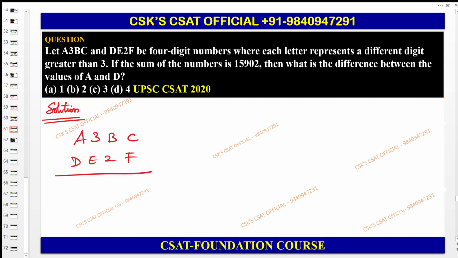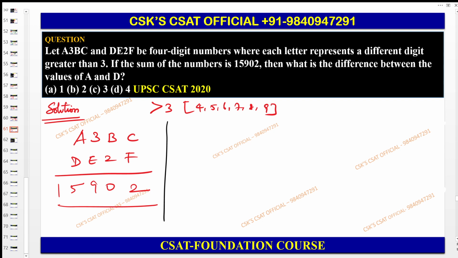A3BC and DE2F are 4-digit numbers where each letter represents a different digit greater than 3. Okay, greater than 3 means the digits are 4, 5, 6, 7, 8, 9. Actual digits start from 0 to 9, but here it is clearly mentioned as greater than 3. Therefore, it has to be 4, 5, 6, 7, 8, 9. Now, the sum has been provided as 15902.